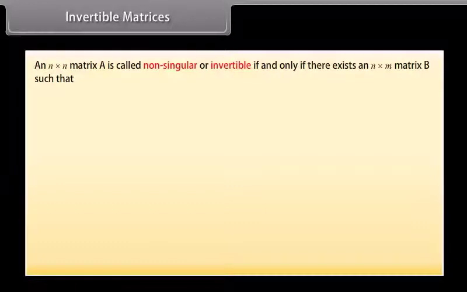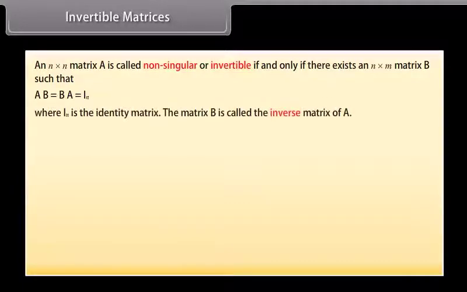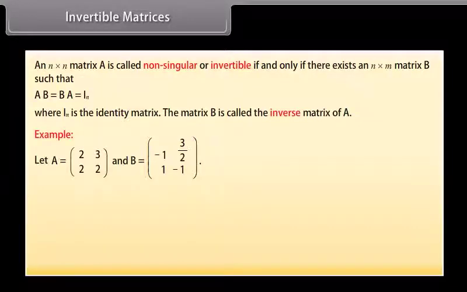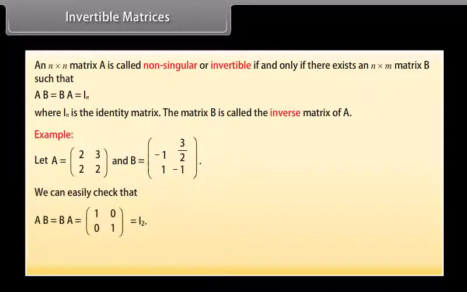Invertible matrices. An n by n matrix A is called non-singular or invertible if and only if there exists an n by n matrix B such that AB is equal to BA is equal to I_n, where I_n is the identity matrix. The matrix B is called the inverse matrix of A. Look at this example. Here A and B are given. We can easily check that AB is equal to BA is equal to identity matrix. Hence A is invertible and B is its inverse.